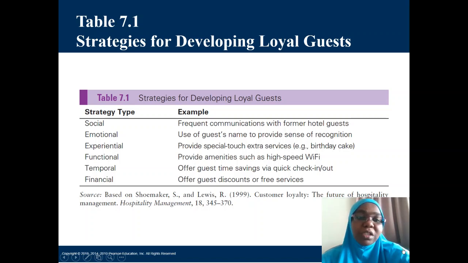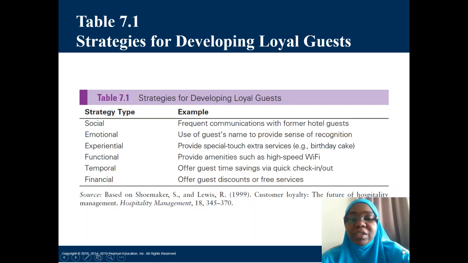The functional strategy includes the use of amenities, for example, Wi-Fi. They give free Wi-Fi access once you lodge. Many hotels do that. They give free Wi-Fi access just to gain customer loyalty, so that when next customers are around those areas or places, they will be sure to lodge at that accommodation facility.